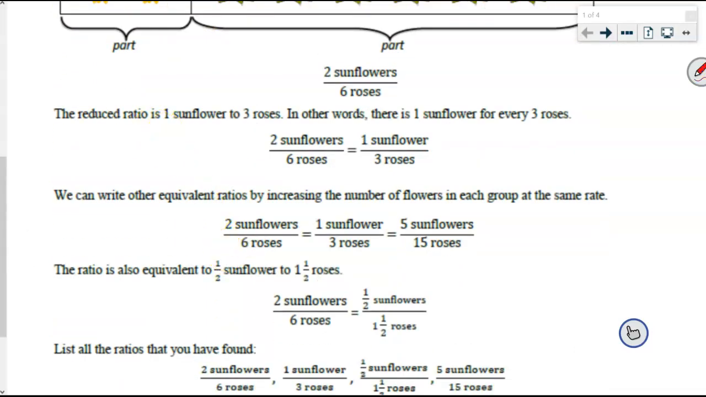We can reduce a ratio, which again, is why we like writing them as fractions, because we're very comfortable with simplifying fractions. And so when we write it like that, it makes sense that we would want to simplify it, or as this says, reduce. We can reduce it to 1 sunflower to 3 roses. I know that these are equivalent, but can you tell me what change was made here? How did 2 sunflowers go to 1 sunflower? How did 6 roses go to 3 roses?